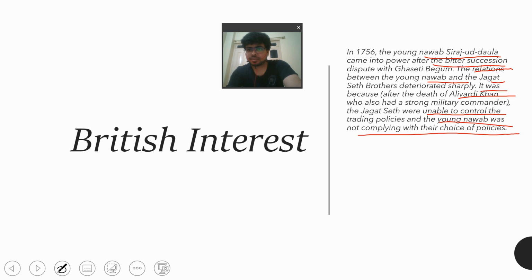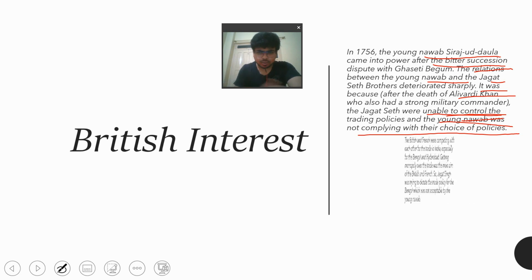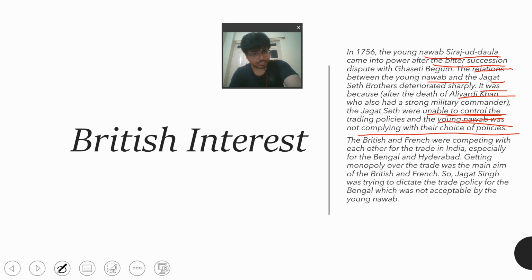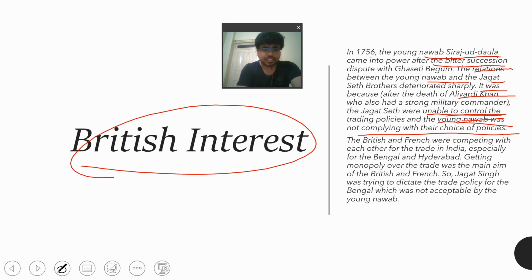That's what he explained here. The relationship between the young Nawab and the Jagat Seth brothers deteriorated sharply because the Jagat Seth were unable to control the trading policies, and the young Nawab was not complying with their choice of policies. It means he was tampering with the policies if they were not in favor of the state. That was his right. But it was not in favor of the British. Here the British interest comes.